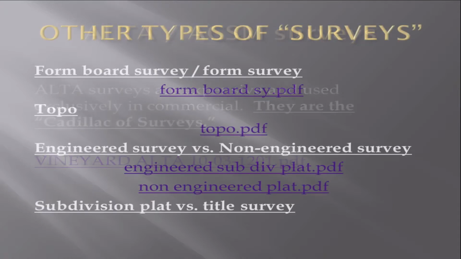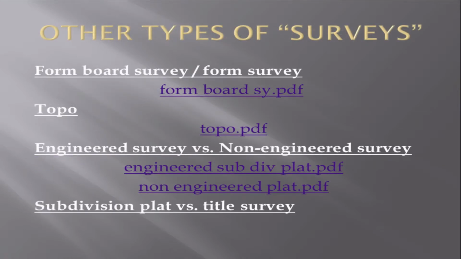So there are other types of surveys or survey terms that I want you guys to be familiar with. A form board survey, what is that? That is a survey that's used when a builder intends to pour a slab. It is a drawing of where the form boards used to hold the concrete are located, or where they will be located on the lot. It is not, however, a land title survey and cannot be used for insuring purposes.